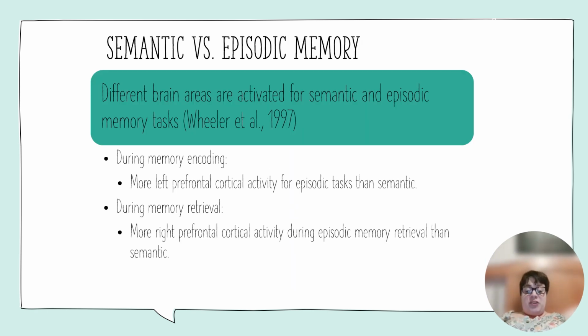We also see this with different neuroimaging studies that utilize fMRI and PET scanners, for example. So Wheeler and colleagues found that different brain regions were activated for semantic and episodic memory tasks. So during encoding of semantic information, there was more activity in the left prefrontal cortex for episodic tasks relative to semantic ones. And during memory retrieval, there was more right prefrontal cortical activity during episodic memory retrieval than semantic memory retrieval.